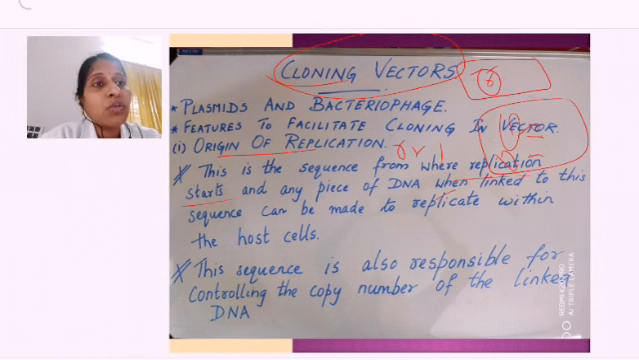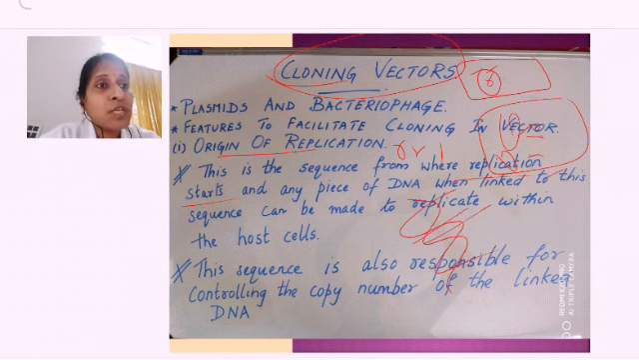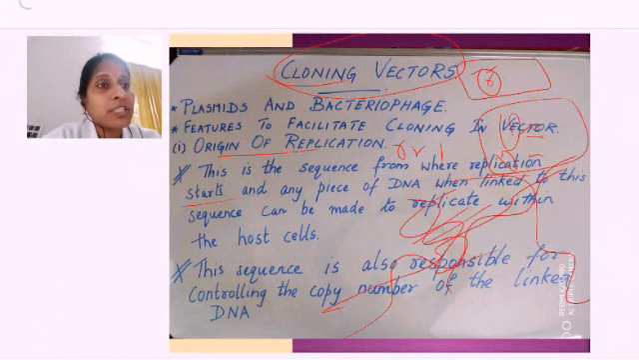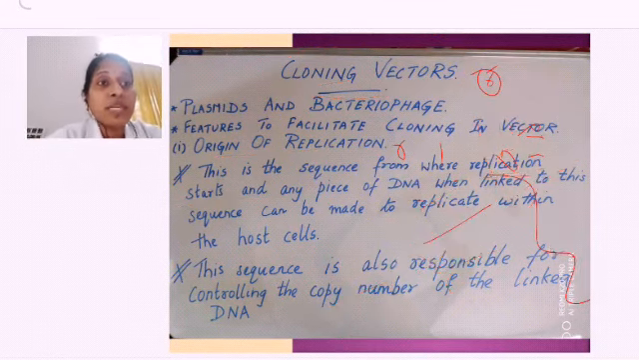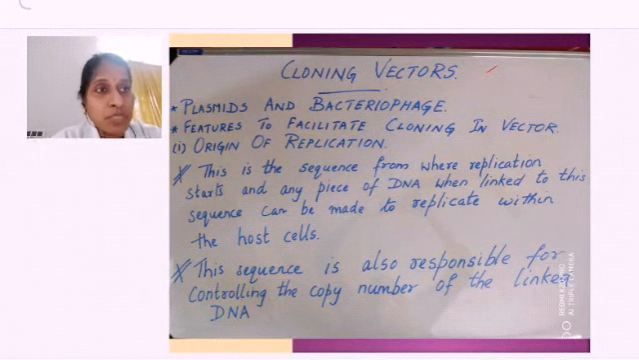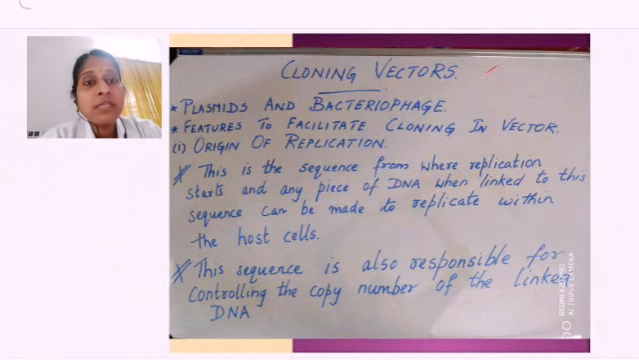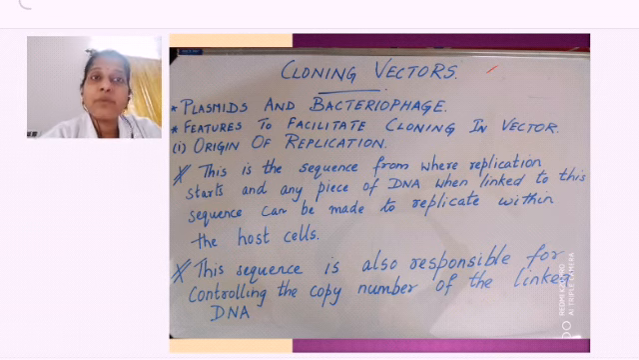Okay, I told you this is one DNA. So there should be a sequence, the ORI sequence. In that sequence only, what is happening? Unwinding is taking place and replication is taking place. From 1, 2 is formed. So this sequence is very important. If the sequence is present, then only replication will take place. Within the cell, you can find many copies of plasmids will be formed, right?